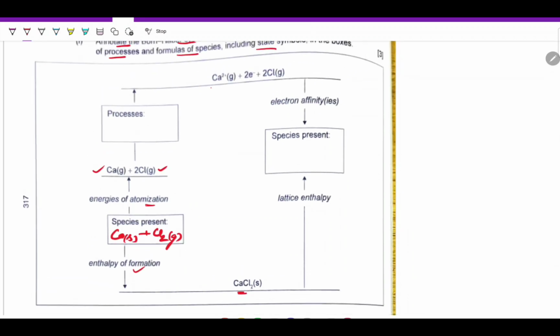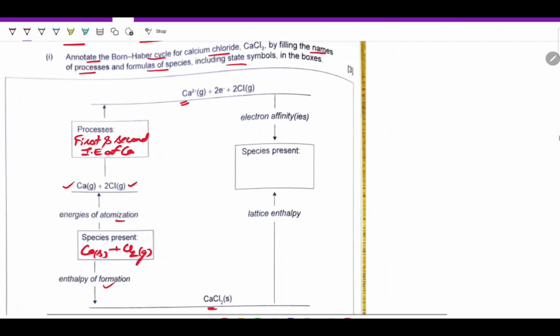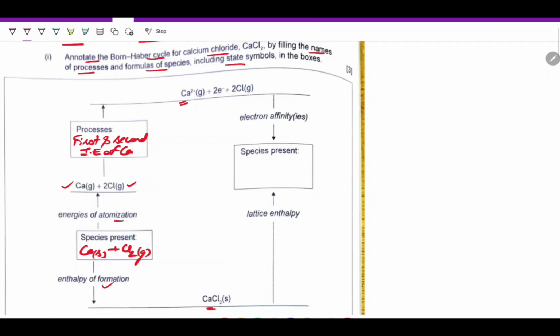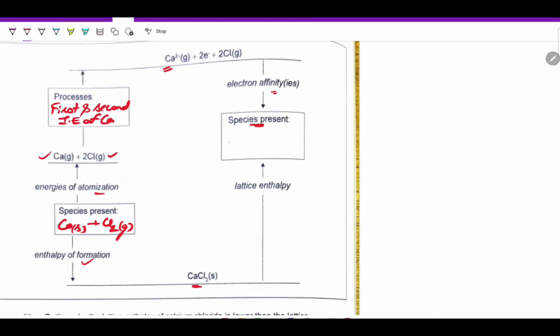Now this calcium is converting into Ca2+, that is, it is losing 2 electrons. Therefore it should be the first and second ionization energy of calcium. That should be the process here. Now after converting to ions, the calcium is converted into Ca2+ ions. Now the chlorine will accept an electron and be converted into Cl- ions. Therefore the species present will be Ca2+, which is coming from the top, plus twice Cl-. This should be the species, gaseous and gaseous.